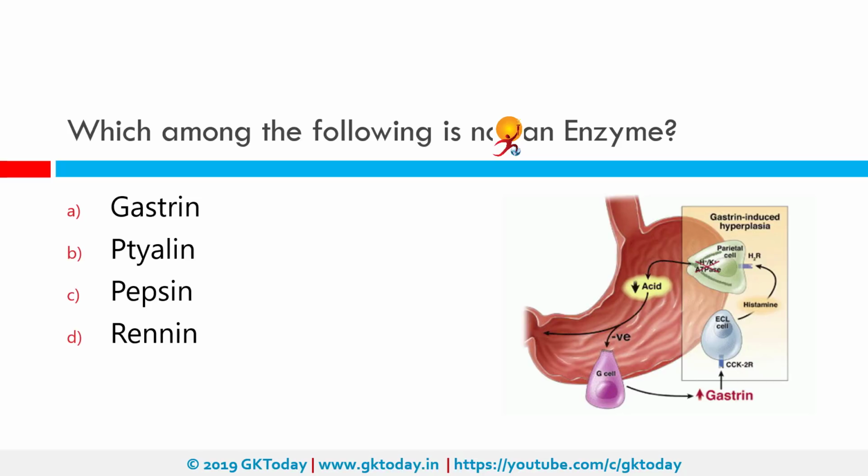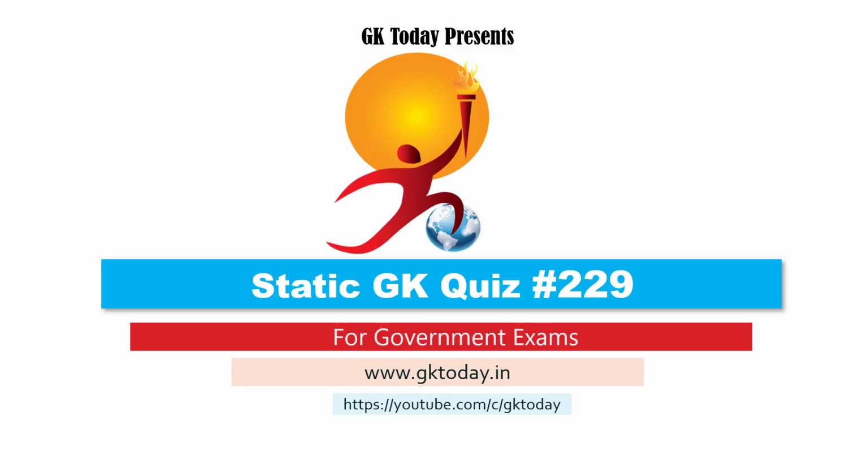Which among the following is not an enzyme? Among the given options, the only non-enzyme is gastrin. It is a hormone which stimulates secretion of gastric acid or HCl by the parietal cells of the stomach and aids in gastric motility.